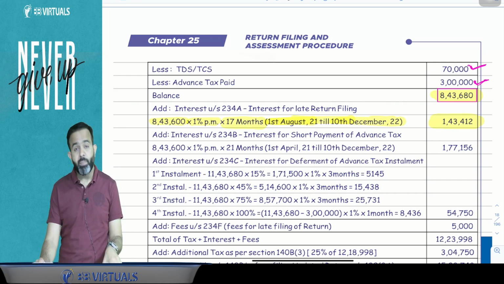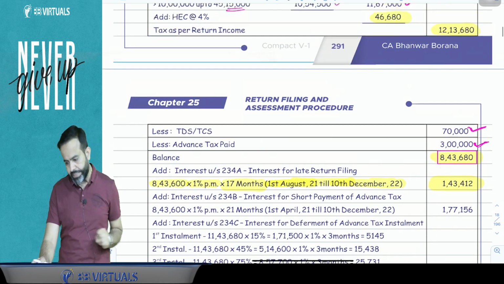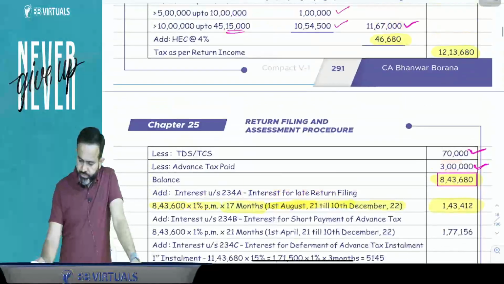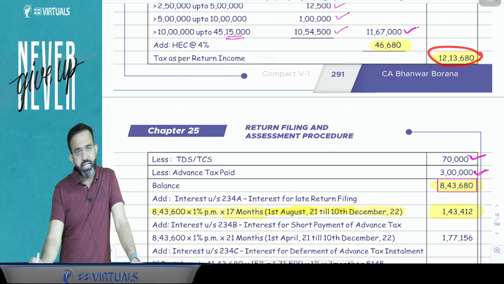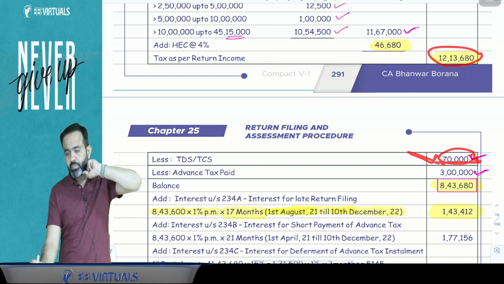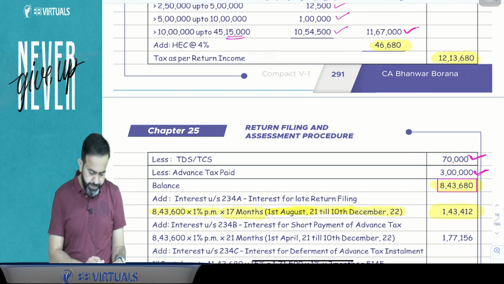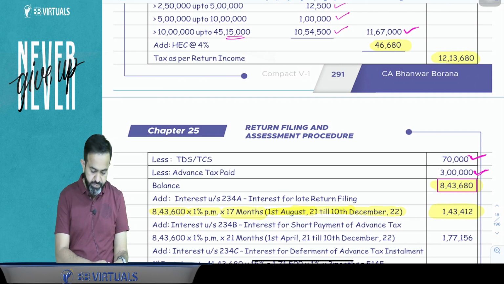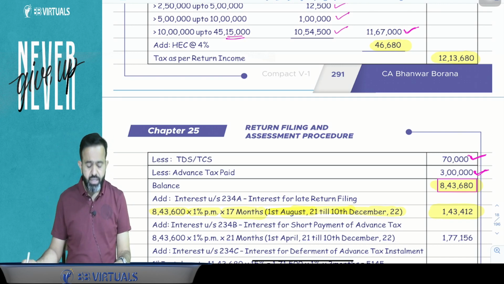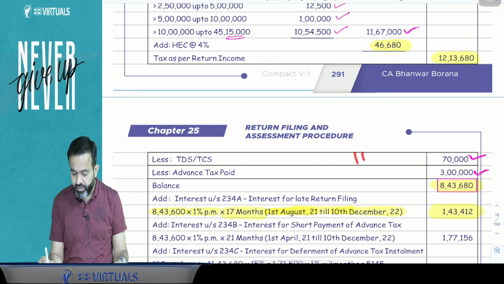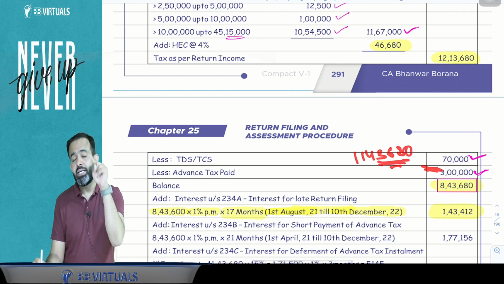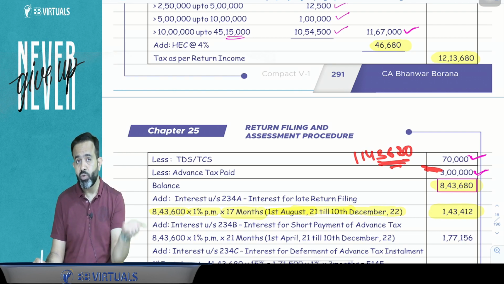234B interest is for the short payment or non-payment of the advance tax. Now guys, can I say that under this section, your 12,13,680 is your tax liability. Out of that, just take the TDS TCS credit. If you take the TDS TCS credit, remaining should be paid by way of the advance tax, but you have paid only 3 lakh as advance tax. So here, 12,13,680 minus 70,000, remaining is 11,43,680. You should pay the advance tax of 11,43,680. But here you paid advance tax only 3 lakh, that is not 90% or more, it is less than 90%.